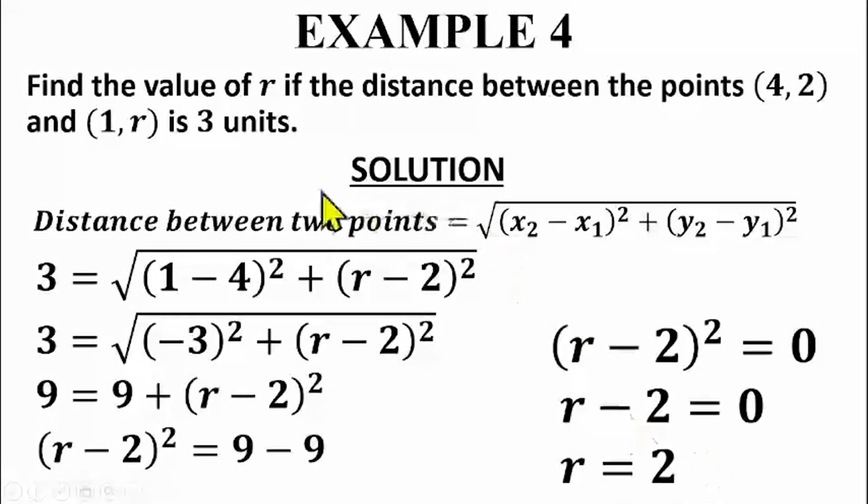So we can see how to use the formula for finding the distance between 2 points to solve an indirect question. In this case, we are not finding the distance here, but we are using the formula for finding distance to get the value of this r, given the distance between these two coordinates, which is what we have done here. So this question is a JAMB question, which I believe you understand.